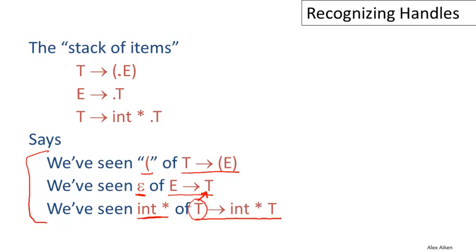And just notice how the left-hand side of each of these productions is going to eventually become part of the right-hand side of the production we're working on, just below it in the stack. So when we've reduced this int star t to t, that will extend this production, and when that reduces to e, that will extend this production.